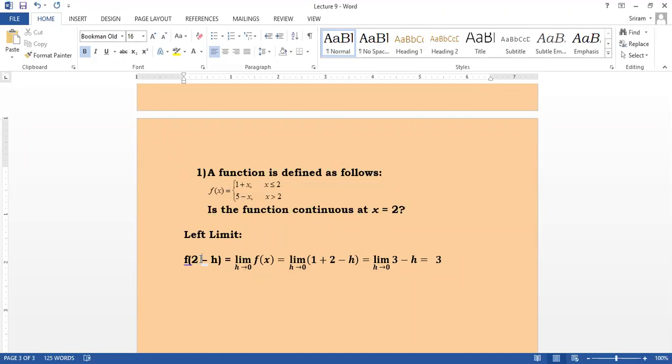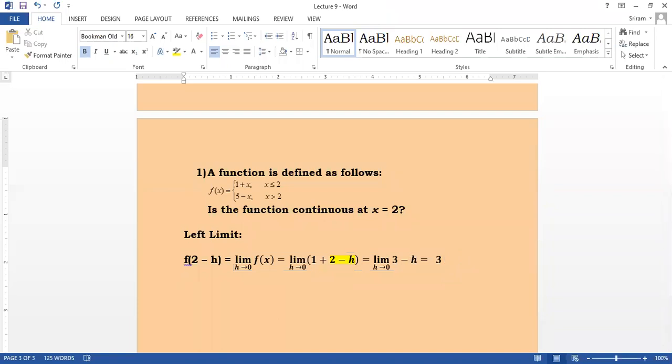So in this case, I am going to check 2 minus h, which will be the smaller values, so it falls in the first function, 1 plus x. In the first function, in place of x, I am going to take 2 minus h. So I am going to simplify this. This is 1 plus 2, which becomes 3 minus h. When h is equal to 0, this will become 3.